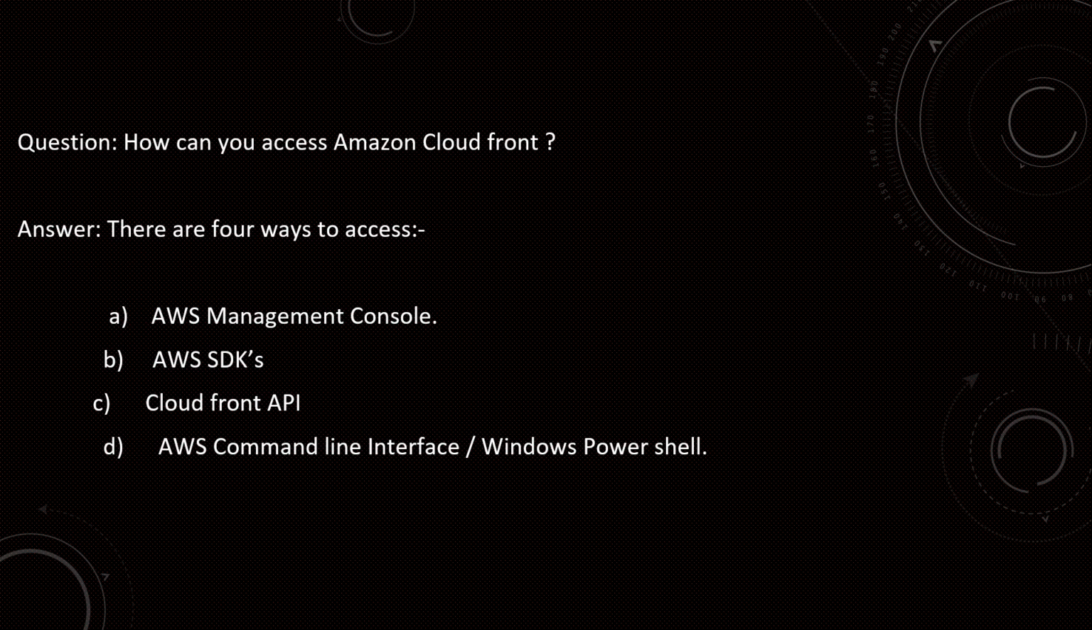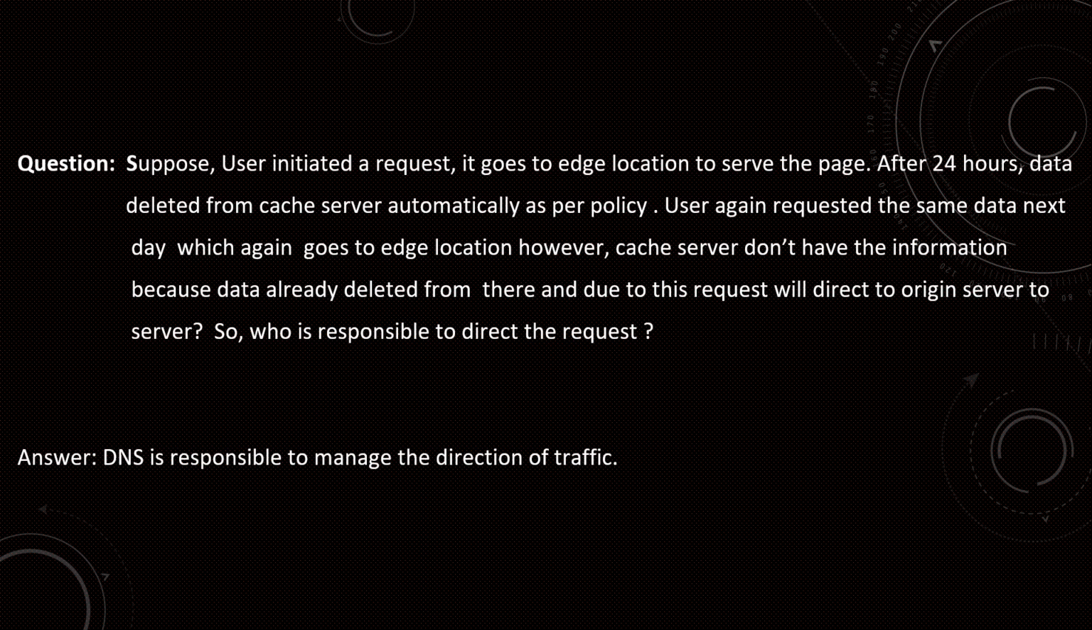So question number one begins with how can you access Amazon CloudFront? So there are four ways from where we can access. The first method is Amazon Management Console. Next one is AWS SDKs. Third one, from API we can access, and from the command line interface or Windows PowerShell.